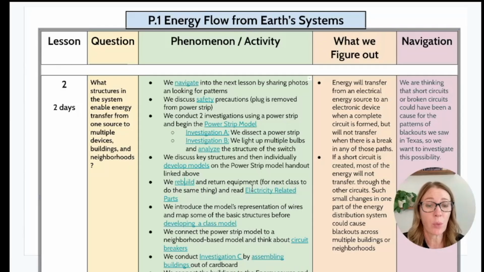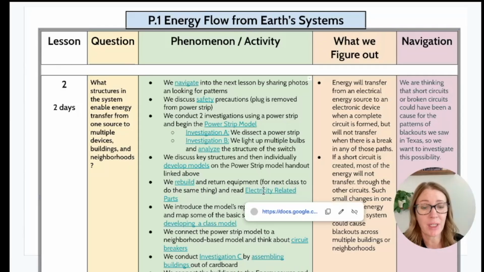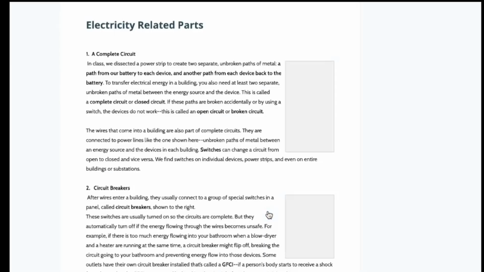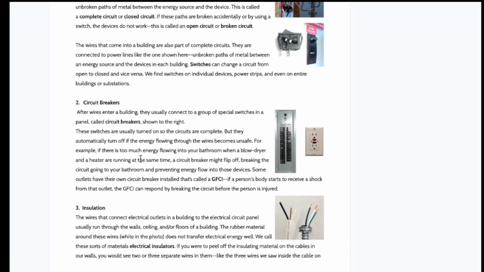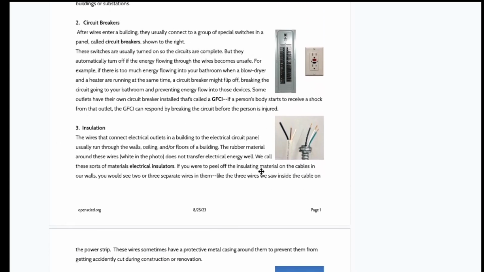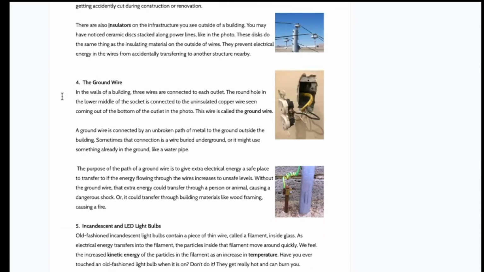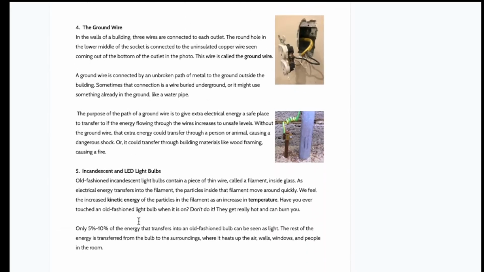After we do that, we read this article about electricity related parts. And this article goes through all the common parts that you need to know about, some of which we just saw in the surge protector. So we're talking about what is a complete circuit, what is a circuit breaker, what is insulation wrapped around the wires, what is a ground wire, and what are light bulbs.